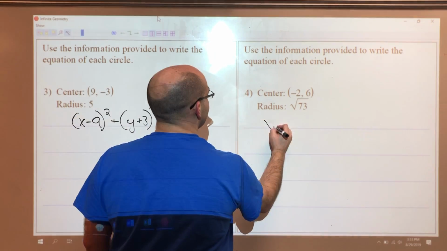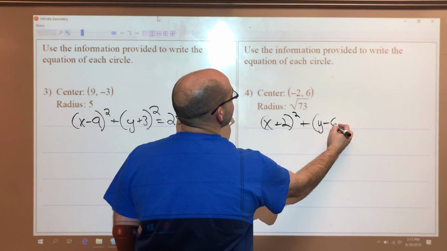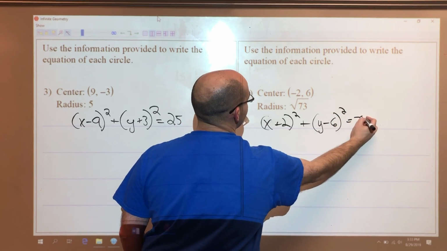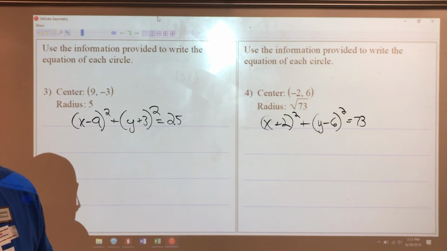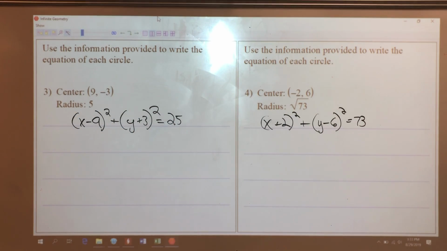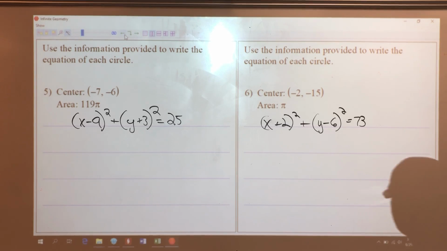You're back. x plus 2 squared plus y minus 6 squared equals 73. Remember, I'm squaring the radius, which is the opposite of the square root sign. All right, let's go to the next 2. These 2 give you the center and the area.